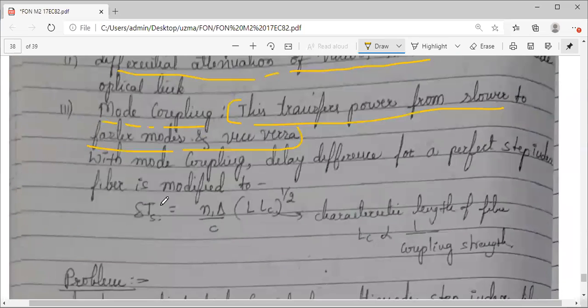I have written here the delta TS value we have calculated for multimode step index. If you apply the mode coupling technique in the multimode step index fiber, then delta TS has some little modification.